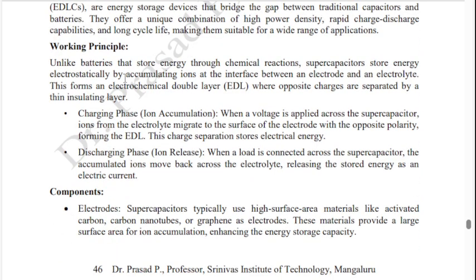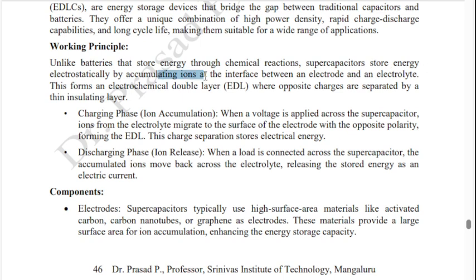Okay, now we see the working principle. Not like batteries, which store energy in the form of a chemical reaction. During the chemical reaction, the electrons are moved to one side and stored, or electrons are given up. And when it is reversed in a reversible battery, the same chemical reaction is reversed, taking electrons back. Those are batteries. Supercapacitors are not like that type of electrochemical reaction; they store energy electrostatically by accumulating ions at the interface between the electrode and electrolyte.